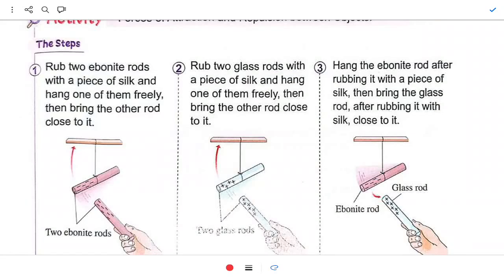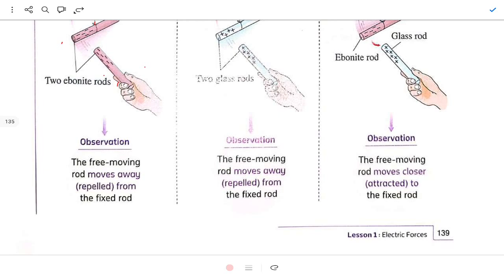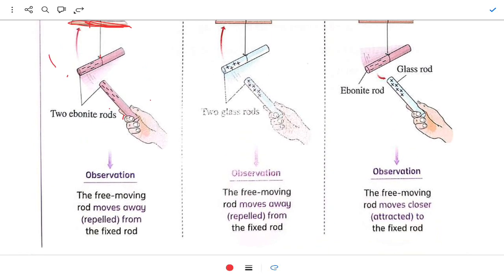So if you rub two ebonite rods with a piece of silk, they will have the same charge. So if you make this rod close to this rod which is hanging here, what will happen? The free moving rod, this is the free moving rod, will move away, repelled from the fixed rod.